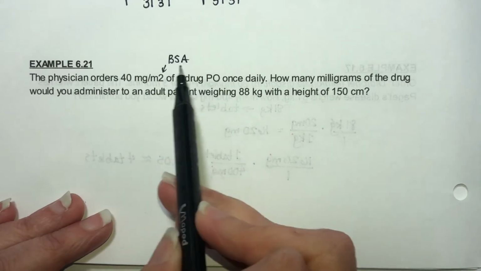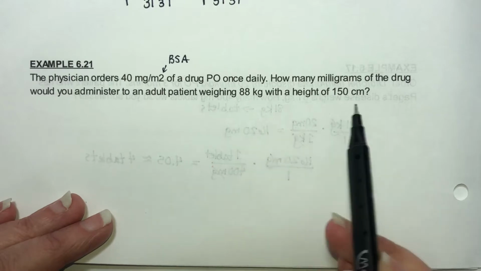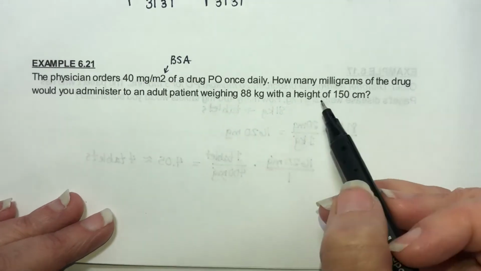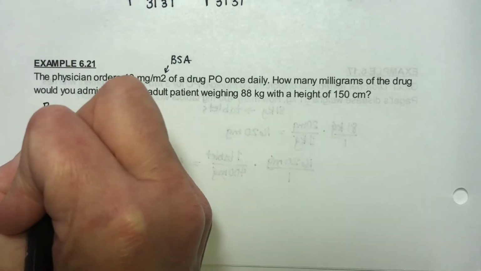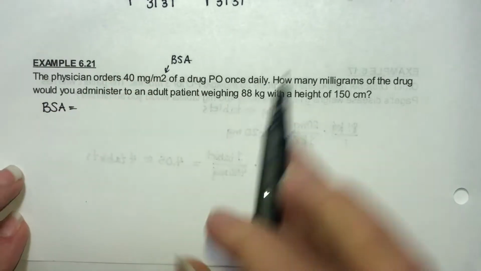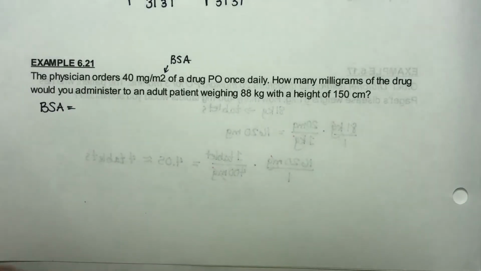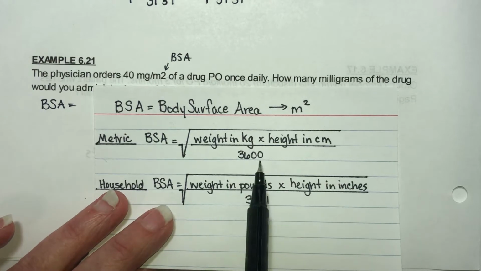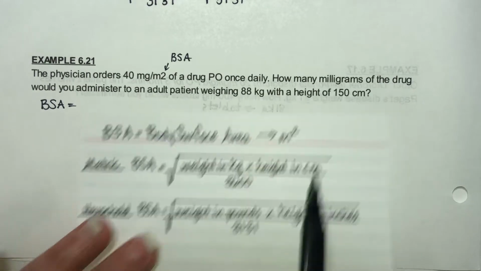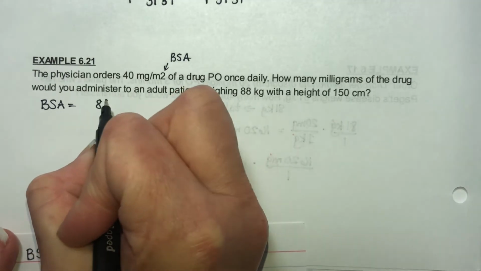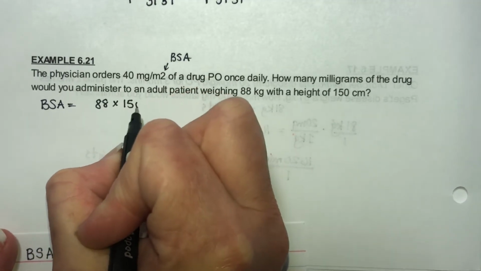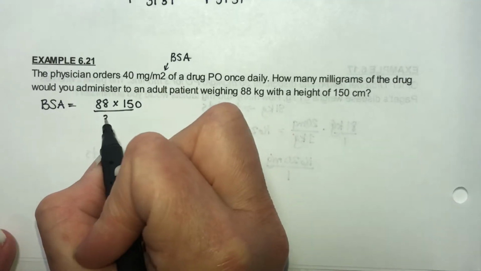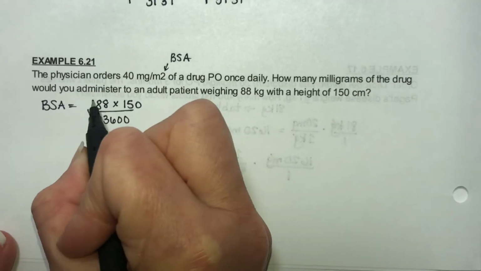Okay, so I need to calculate the body surface area using this information so that I can change this into simply milligrams. So let's find the body surface area first. We are given kilograms and centimeters, which is precisely what we need in the metric version of the equation. So I'm going to take the kilograms times the centimeters, so 88 times 150. And then for metric, it's divided by 3,600. And then we take the square root.